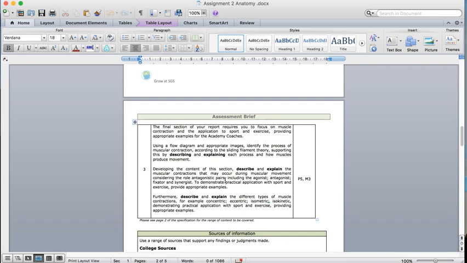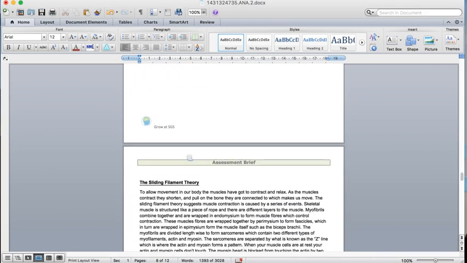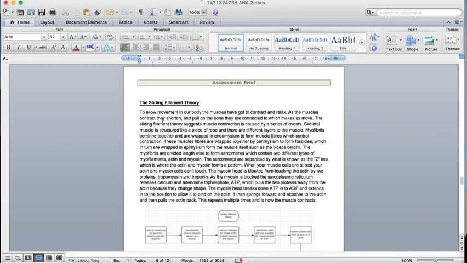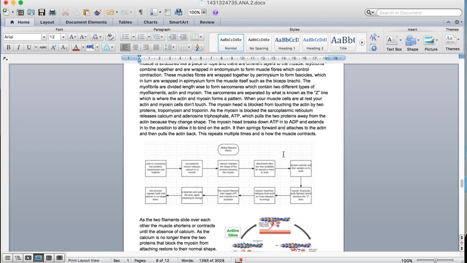So let's have a look at that now in the brief before we move on too far. And this is what we haven't learned yet, so this will be taught this coming Monday. So here we are, we've got the sliding filament theory. What it does is it talks you through the sliding filament theory, the components of it, and exactly how it takes place. They've then done a flow diagram.